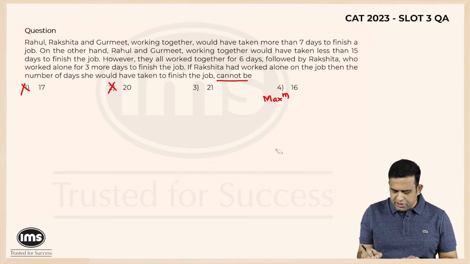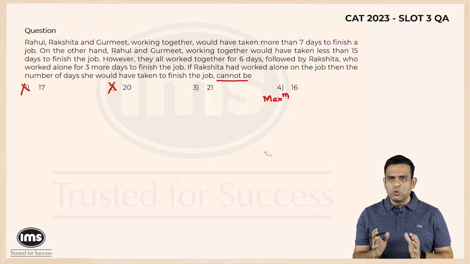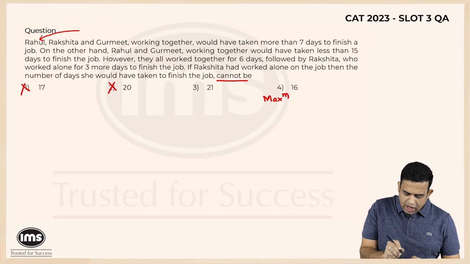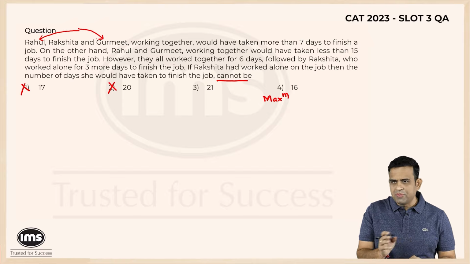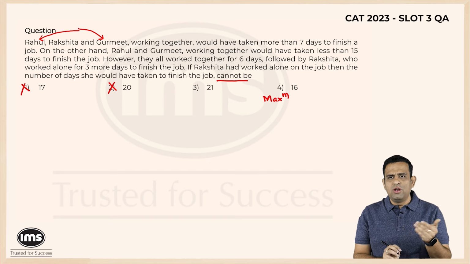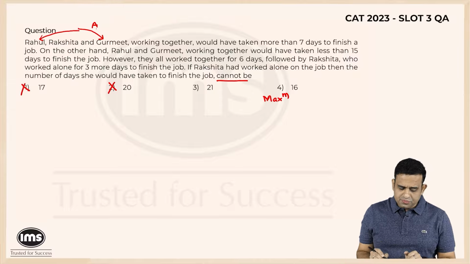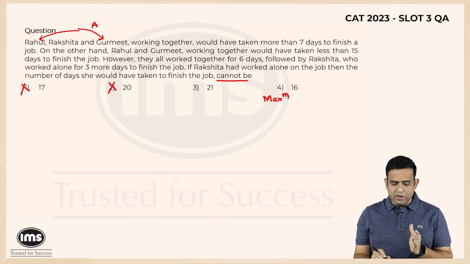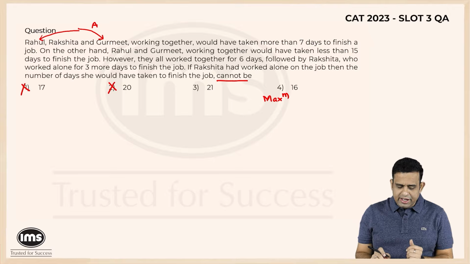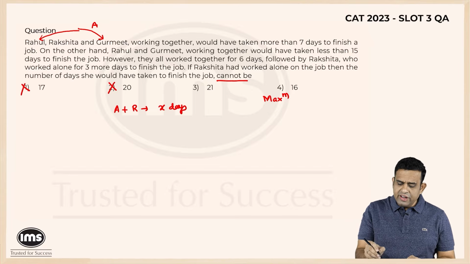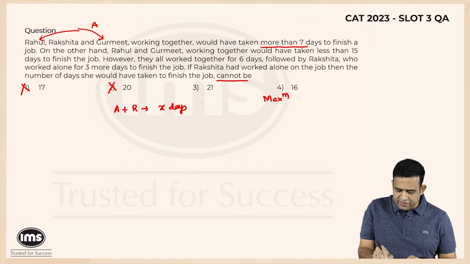Let's keep the first 3 points into consideration. Please note, for the sake of convenience, I will take Rahul and Gurmeet as one group, because we have never been given Rahul alone and Gurmeet alone. So let me assume this group is simply A. Now suppose this group Rahul and Gurmeet, which I'm calling person A, and Rakshita, so let's say A and R, take X number of days to complete the work, where the value of X needs to be more than 7.